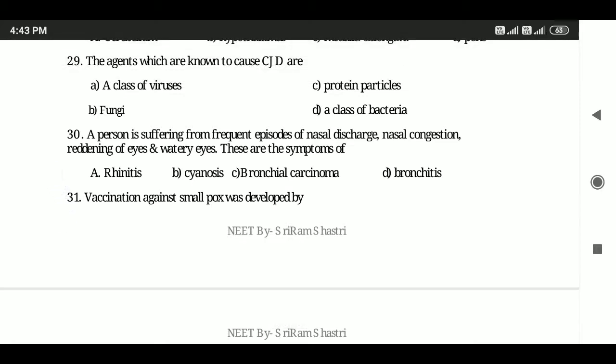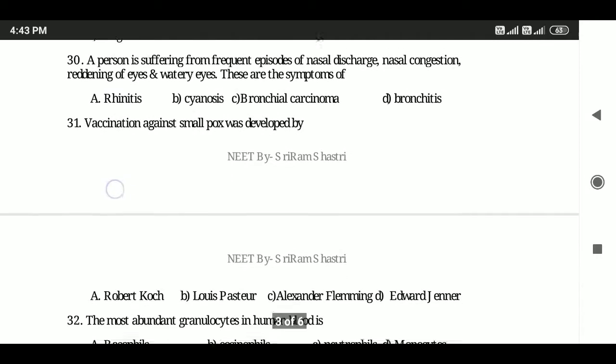30th question, a person suffering from frequent episodes of nasal discharge, nasal congestion, reddening of eyes, watery eyes. These are the symptoms of rhinitis, cyanosis, bronchial carcinoma, bronchitis. So if he shows nasal congestion, reddening of eyes, watery eyes, it's symptoms of common cold, also called rhinitis.